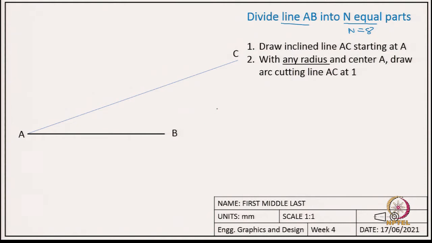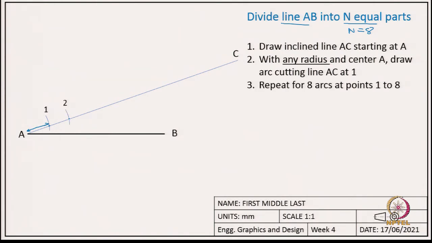Second, what we do is, with any radius, with some arbitrary radius, you take a compass with center as A and draw an arc cutting this line AC at 1. So, the length between A and 1 is arbitrary. You can choose any arbitrary length. Okay. But once you choose some length, we will stick to that length and draw multiple arcs. This time we will make the center at point 1 and draw another arc.